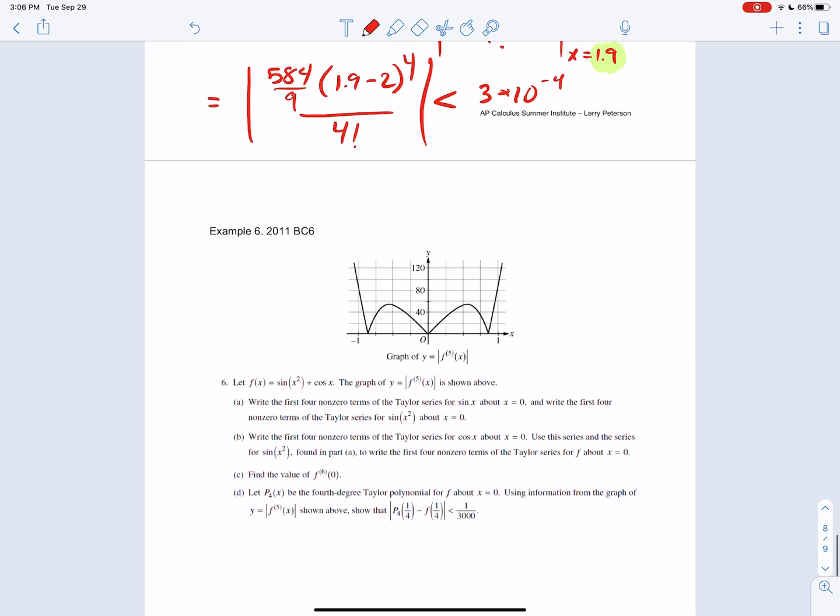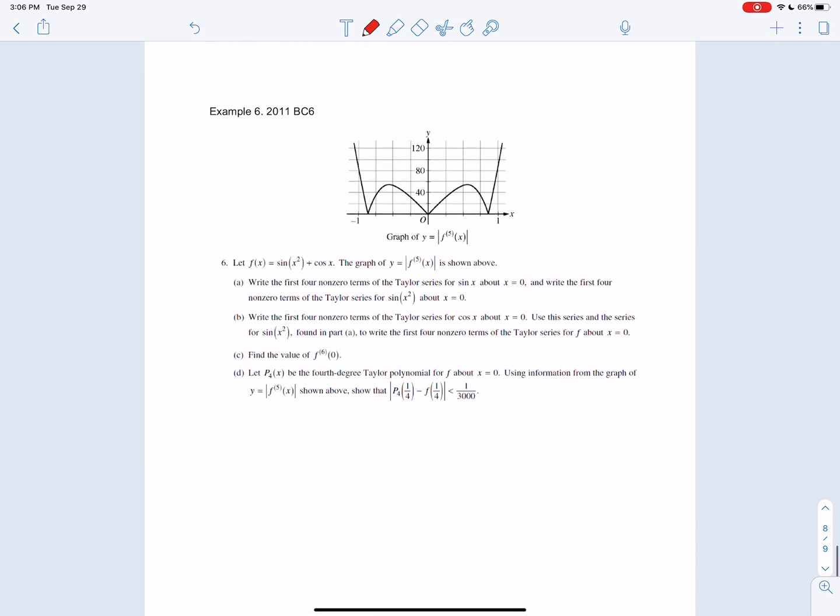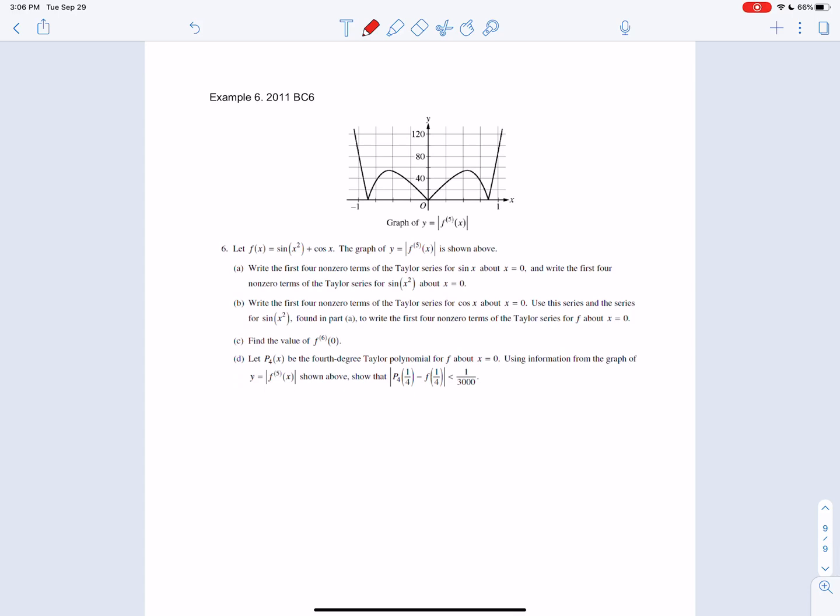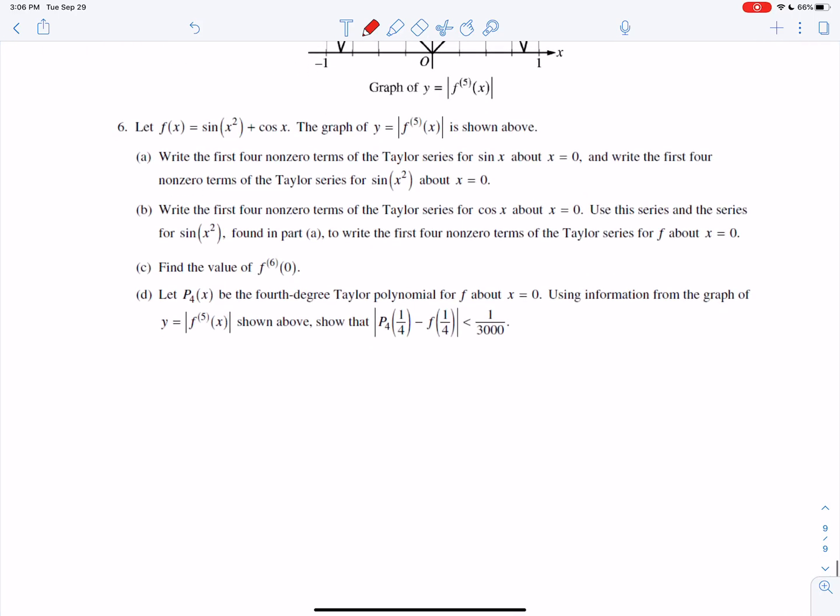Okay? I'm actually going to squeeze in one more, you guys. I'm sorry. No, I'm not. Okay. We're going to jump to the last one. Hopefully we won't need too much. Let p sub 4 of x be the fourth degree Taylor polynomial for f. F is right here, you guys.